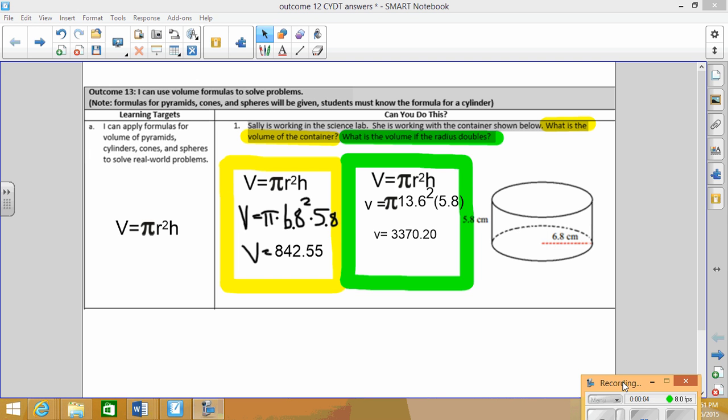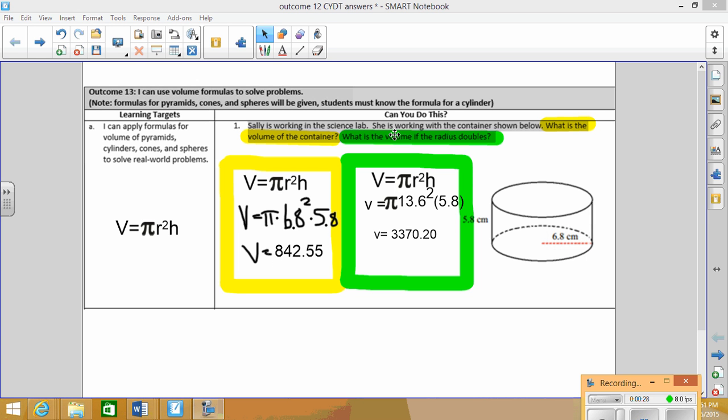So these are the answers for outcome 13. Can you do this? Problem number 1, which asks about the volume of the container, and highlighted here in yellow is using the original container with the 6.8 as the radius and the 5.8 as the height. And when you simplify this, it's 842.55.